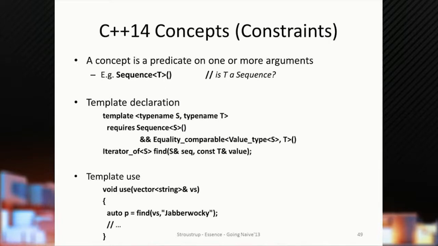So what are they here? A concept is a predicate on one or more arguments. Basically, we say that T is supposed to be a sequence. Simply, at compile time, we check whether T is a sequence. Somewhere there's a definition of what it means to be a sequence: it has a begin and an end, for instance. And we just ask if T meets that. If it's a sequence, the answer is true. If it's not, the answer is false. We can do that at compile time.